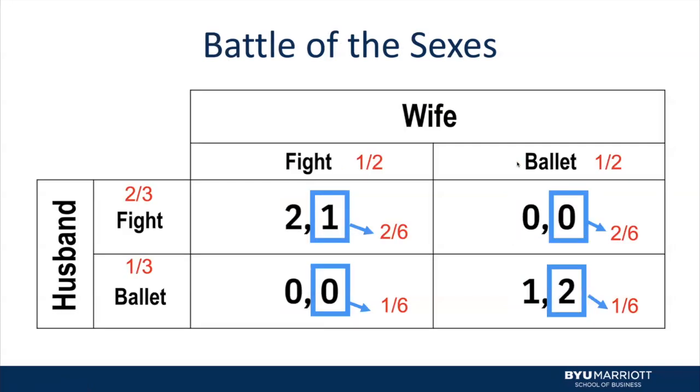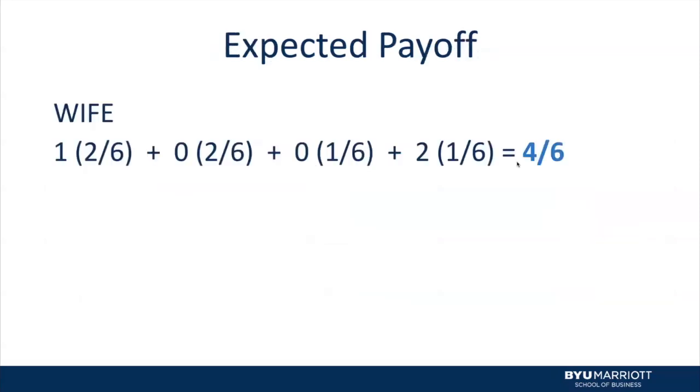Now we can also do this for the wife. If we take the wife's payouts for each of these, and again multiply them by each respective probability of the outcome occurring, and then add all of those up, we find that the wife's expected payoff is 4/6. So what does this tell us? Well, since we know that the wife is 50-50 and the husband is 2/3 more likely to pick fight, if they just picked according to those probabilities, the husband is more likely to get the bigger payoff in this game.